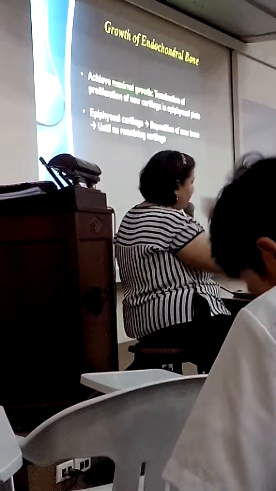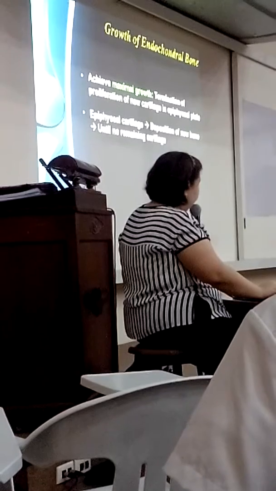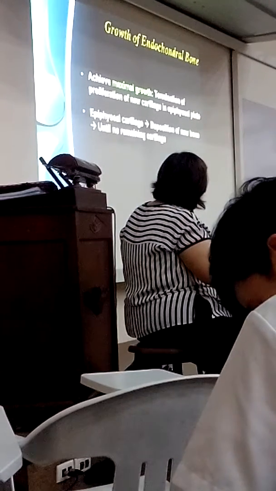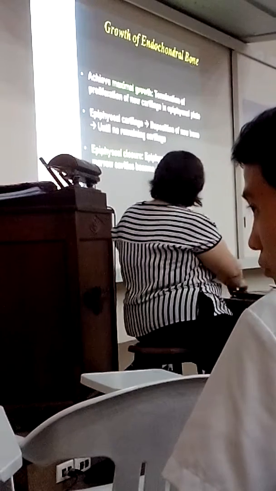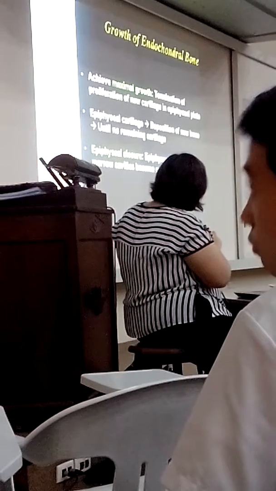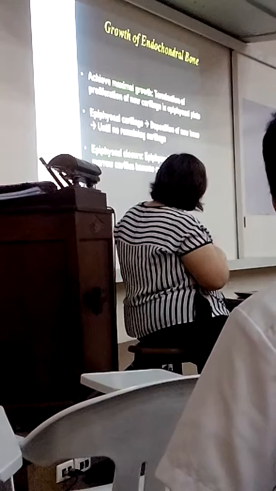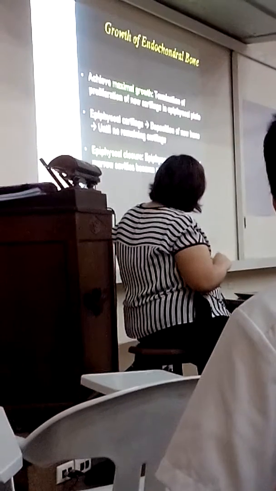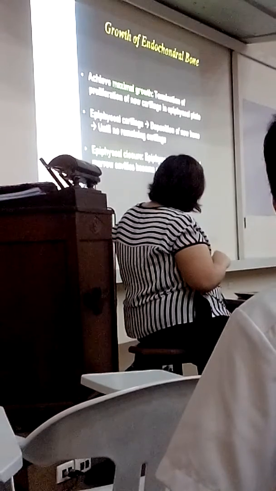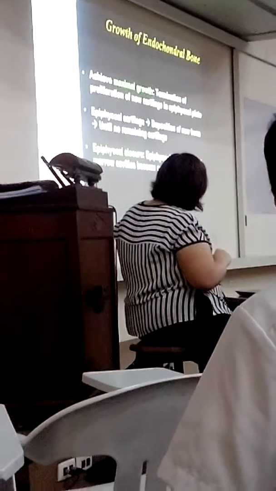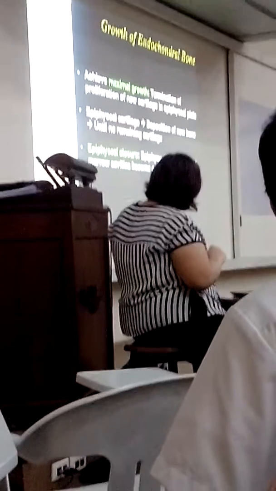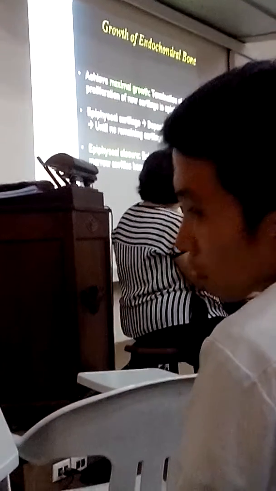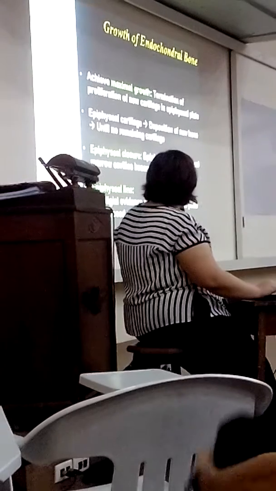So what happens? By this time there's already no remaining cartilage in the epiphyseal plate, so epiphyseal closure happens. The epiphyseal and diaphyseal marrow cavities become confluent. If you look here on the distal portion, you cannot anymore see the cartilage. The two cavities, the primary and the secondary ossification centers, have already melded together.